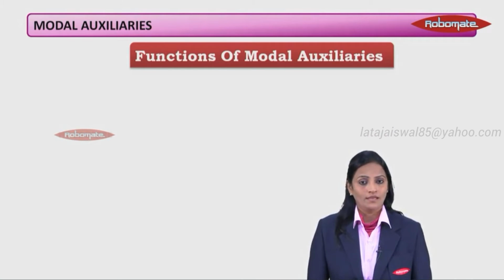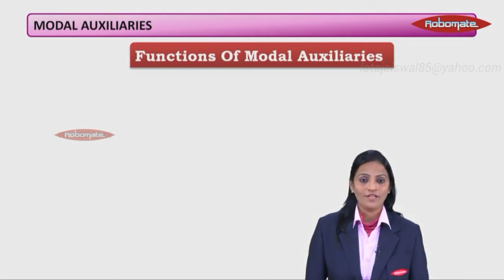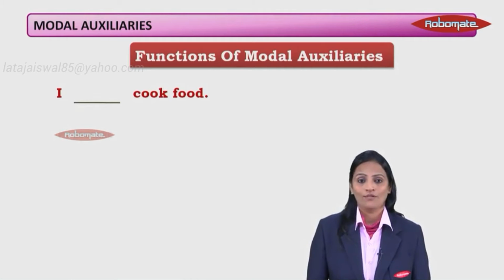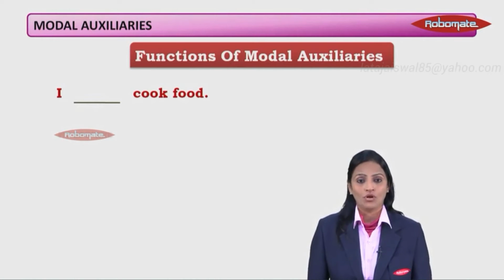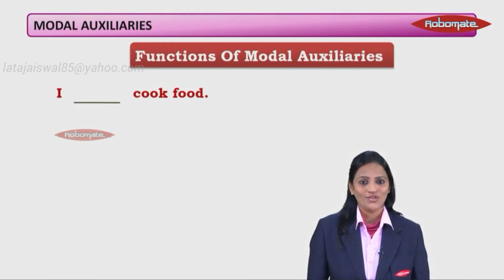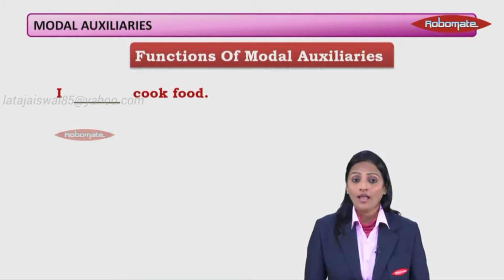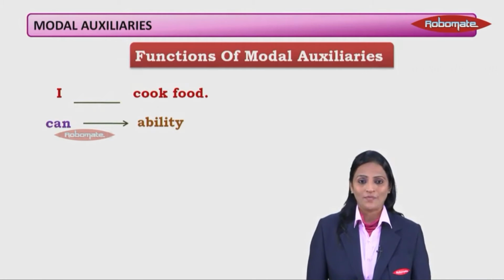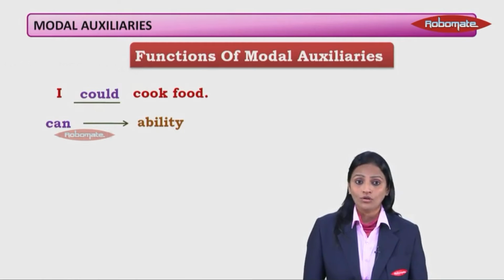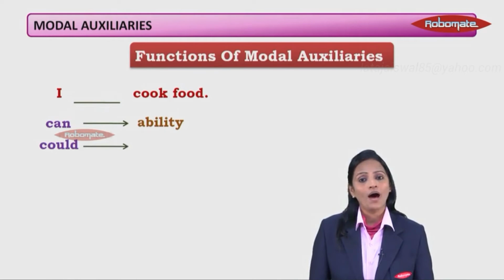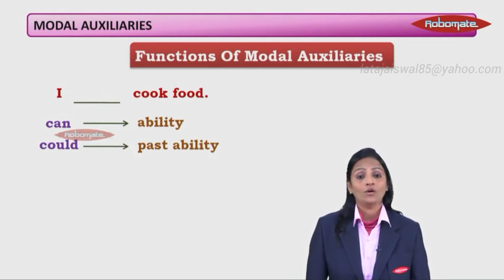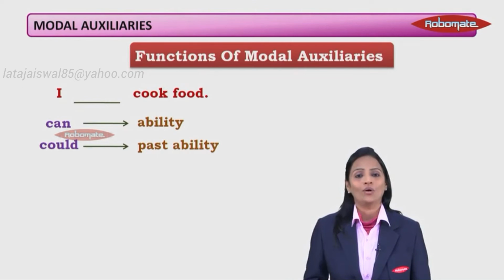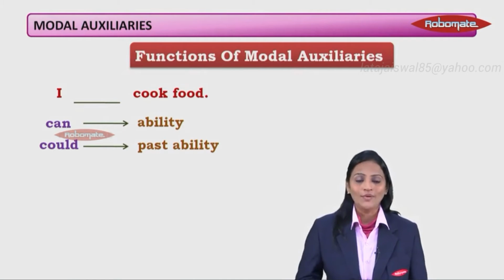Let's start by learning just one function of every modal auxiliary, taking one statement: I cook food. Let's use different modal auxiliaries and see how the meaning changes. If I say I can cook food, then can here expresses ability. But if I say I could cook food, it expresses past ability, meaning I could cook food, that means now I cannot. Earlier I could. So it shows past ability.